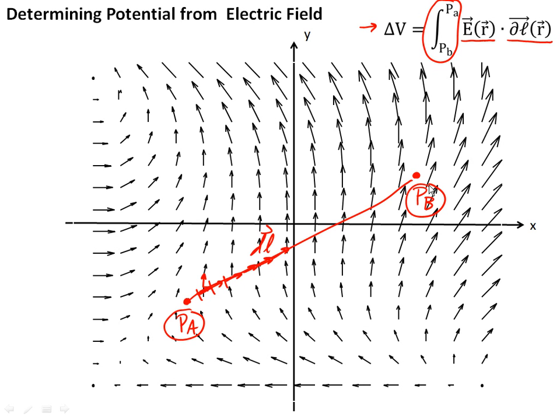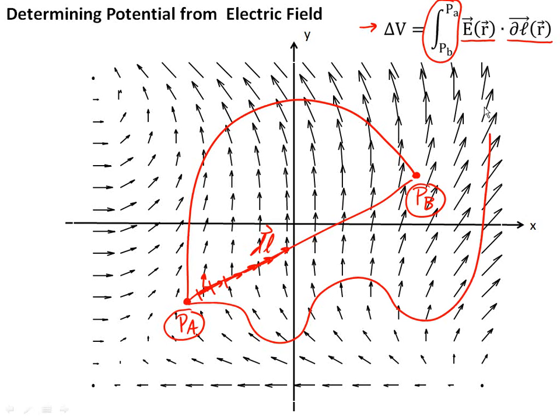Now, why did I draw a straight line? It turns out that I don't have to go along a straight line. I can actually choose any path. If I wanted to have a path that went like this from point A to point B, I could do exactly the same calculation and I would get exactly the same number, because the potential difference between any 2 points in space is going to be constant no matter how I got there.